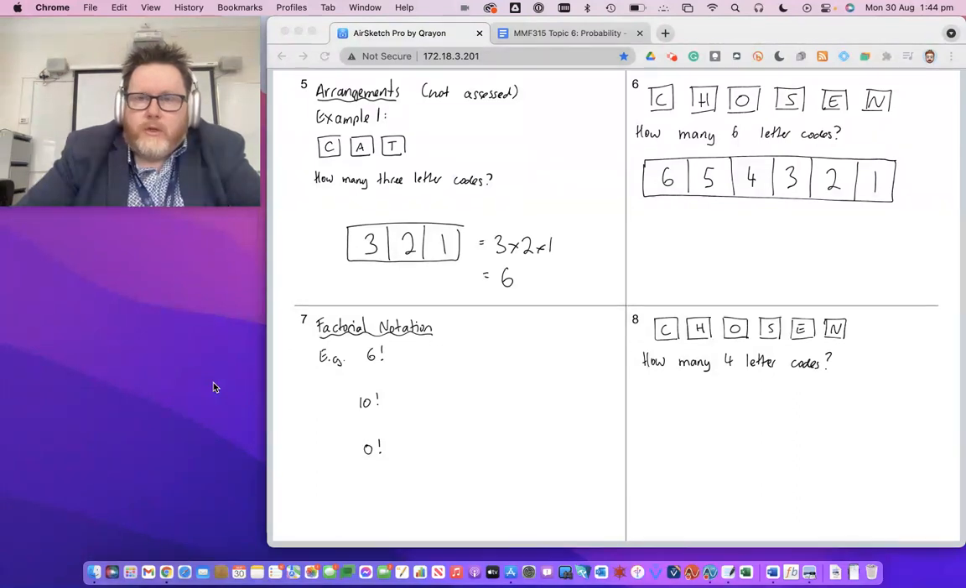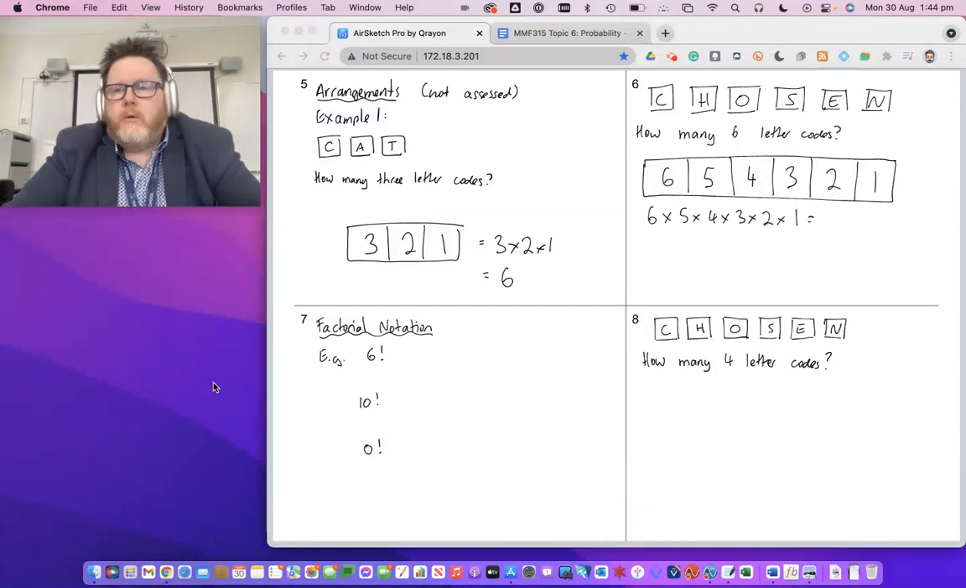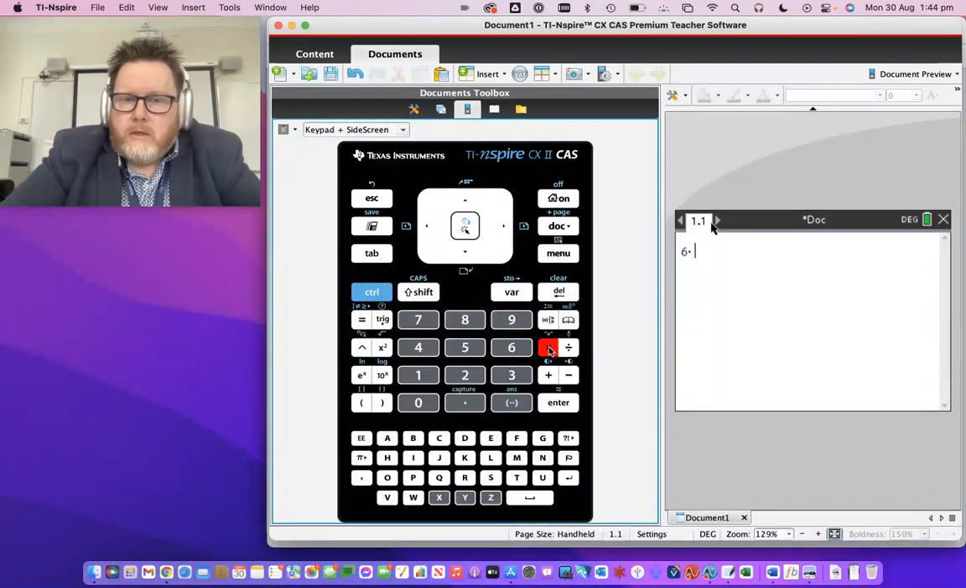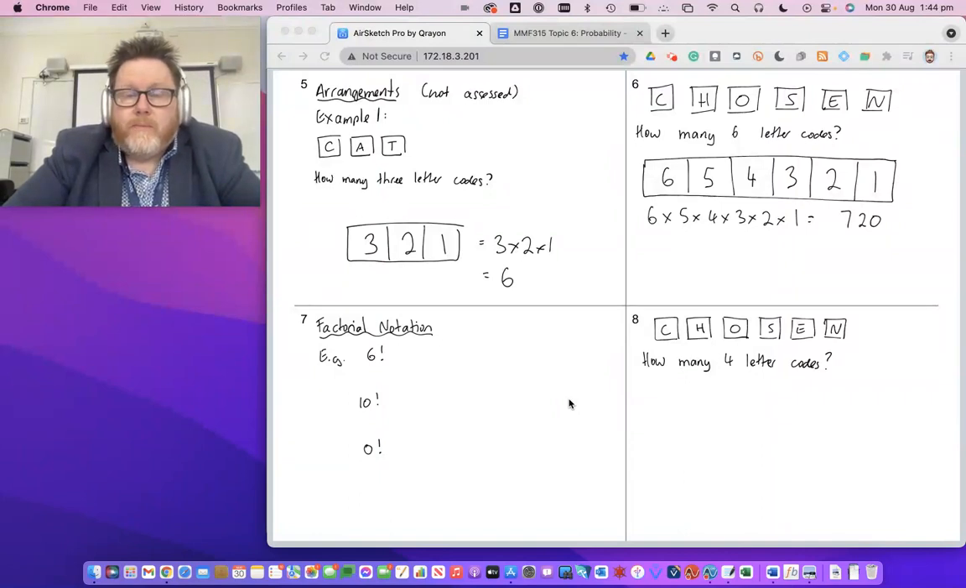So we end up with 6, 5, 4, 3, 2, 1. But because these are 6 and 5 and 4 and 3, it's all multiplied together. So we get 6 times 5 times 4 times 3 times 2 times 1. And look, we could do that in our heads. It's not too challenging, but I'll cheat and use a calculator. So 6 times 5 times 4 times 3 times 2 times 1 equals 720. So there are 720 ways of arranging those 6 letters when pulling them out of a bag.